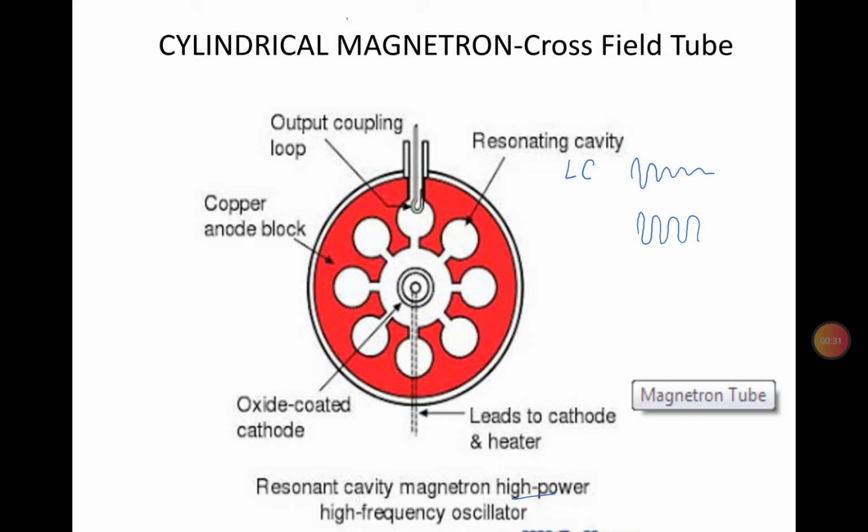So there is a center cathode, and there is an anode, the outside one is the anode. You have 8 resonant cavities surrounded by the anode, and because it has 2 terminals, the magnetron is also called a diode.